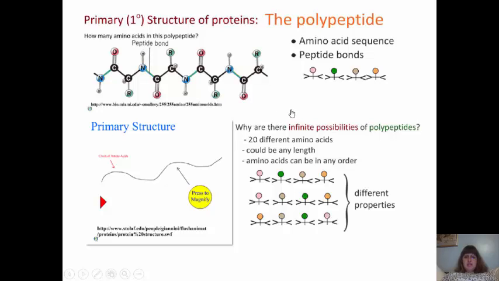So let's think about it. You have 20 different amino acids, and proteins could be any length. You can have proteins from just 5 amino acids all the way up, and the average length of most proteins is about 300 amino acids or more. And those amino acids can be in any order, and they all have different properties because of the order. So there's an infinite possibility of polypeptides. And that's just the polypeptide chain, not even focusing on the folding. So let's look at this animation of primary structure.